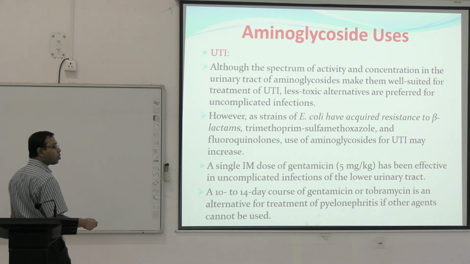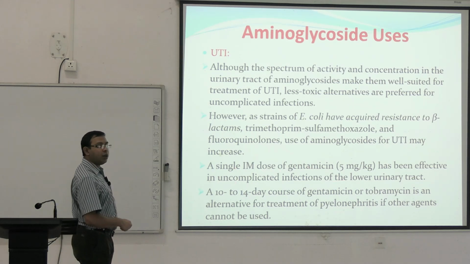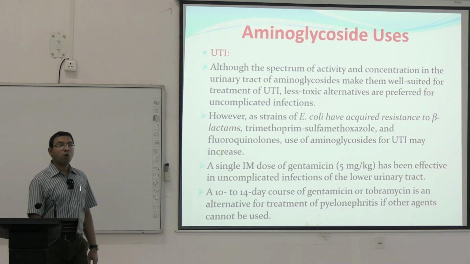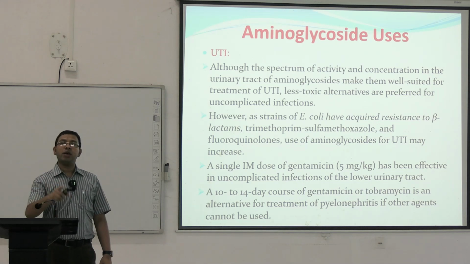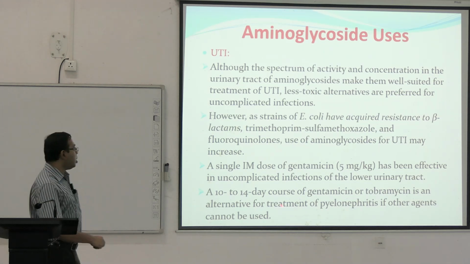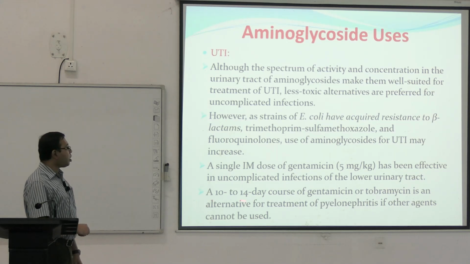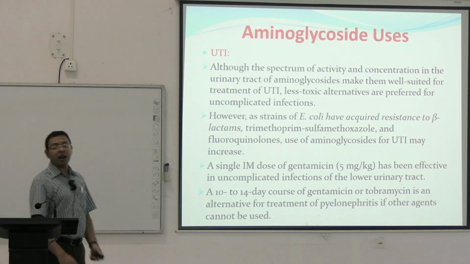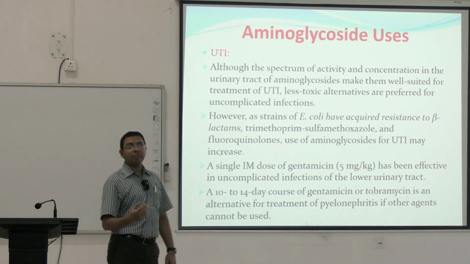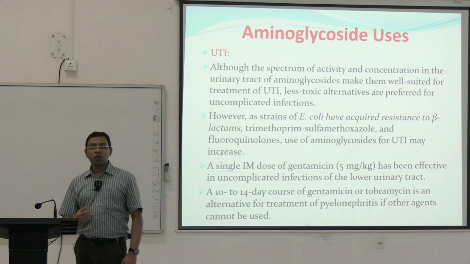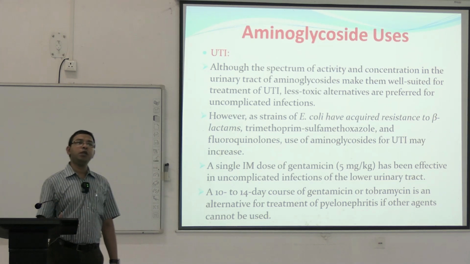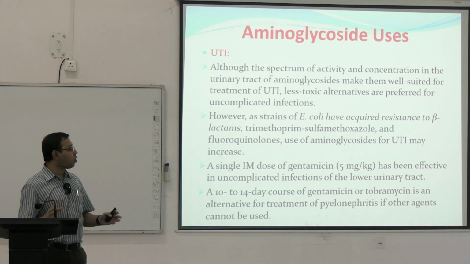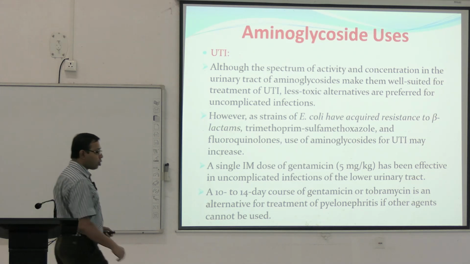A single intramuscular dose of gentamicin has been effective in uncomplicated infections of the lower urinary tract where E. coli is resistant to other antibiotics. A 10 to 14 days course of gentamicin or tobramycin is an alternative for treatment of pyelonephritis. So the tubules of the kidney become affected. So pyelonephritis is also a grave disease where we need a 10 to 14 days use of aminoglycosides.